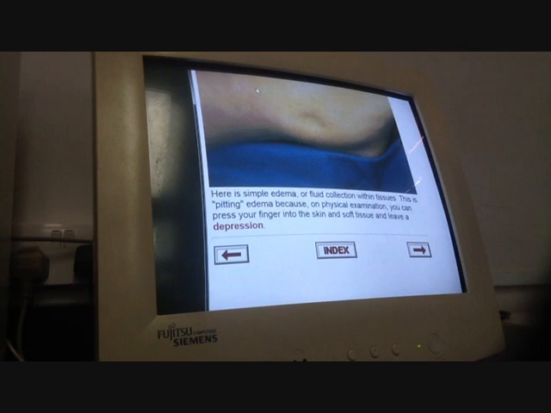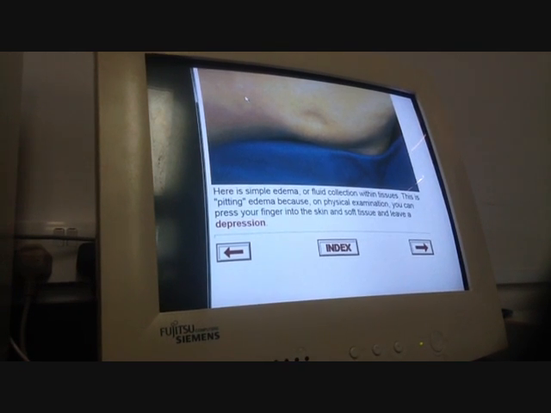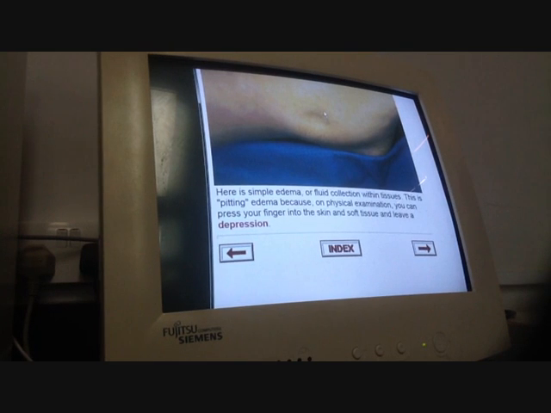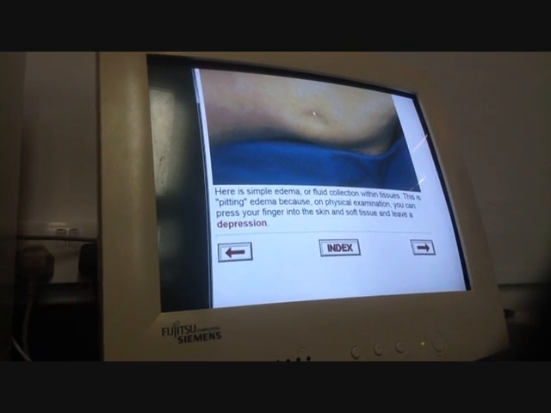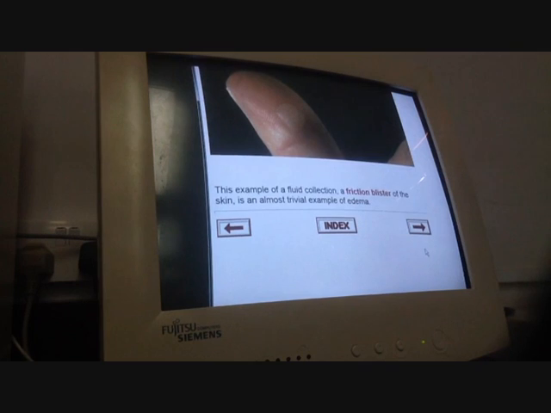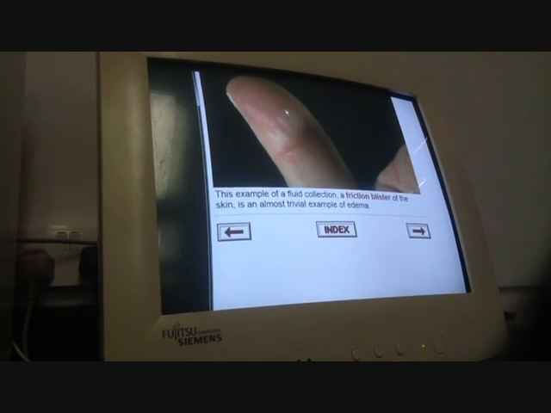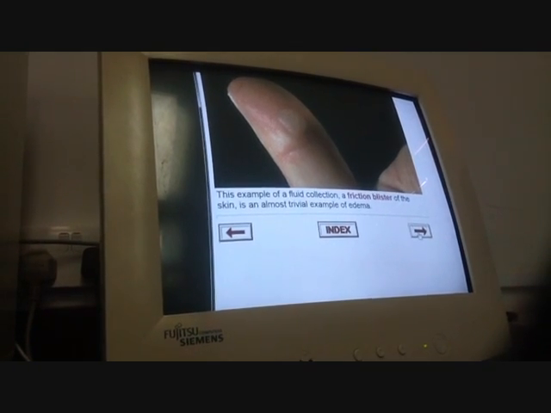This is one sign of inflammation. As I told you, swelling. You can identify it by physical examination, by pressing with your finger on the area of swelling, and it will leave a depression. So it is called pitting edema. This is another example, a collection. Another example of inflammation is what we call a blister, a collection of fluid within the interstitium.